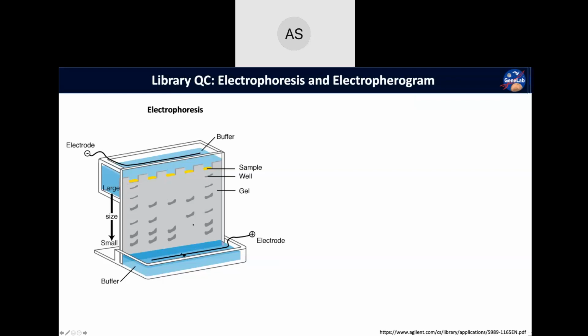And then what flows faster? Smaller fragments of DNA or larger fragments of DNA? Which ones are going to travel faster? Smaller fragments. Yeah, so your smaller fragments are going to have an easier time making their way through the polyacrylamide gel, and so they're going to travel faster. So your smaller, lighter stuff is going to end up on the bottom, and your heavier DNA fragments are going to end up on top.